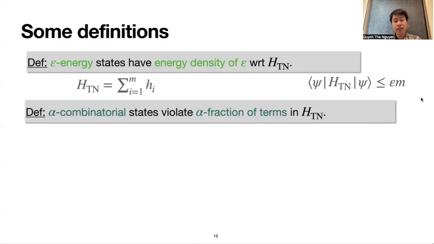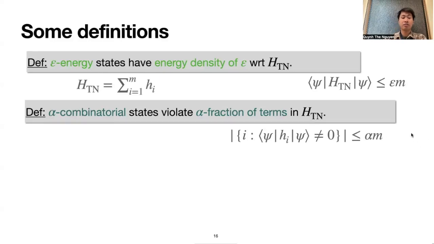An alpha combinatorial state is a special case of an epsilon energy state, in which it either violates a term or completely satisfies the term. One can show that epsilon combinatorial is a special case of epsilon energy. And the reason we define these combinatorial states is because there are some statements that we can only prove with combinatorial states.